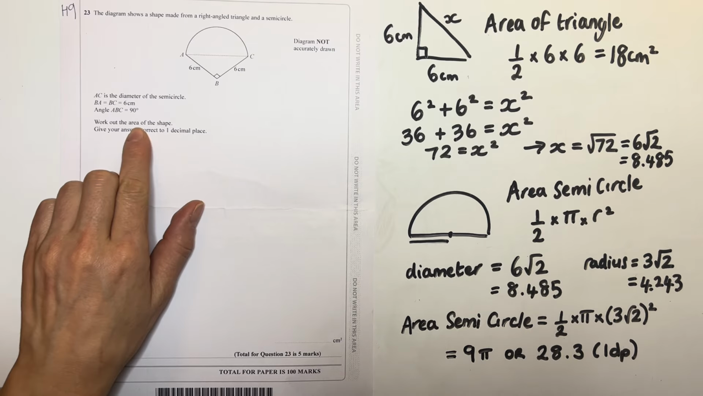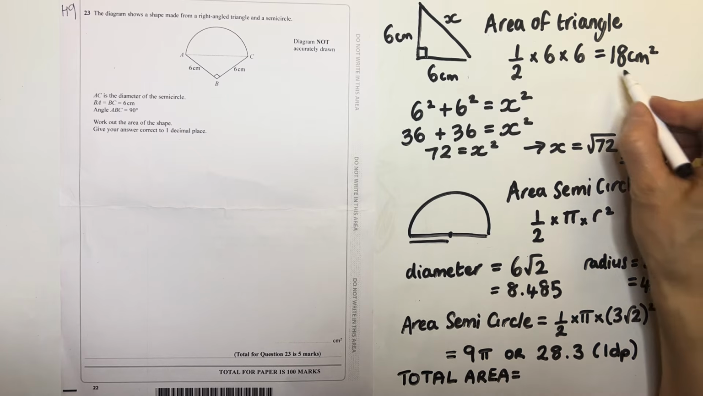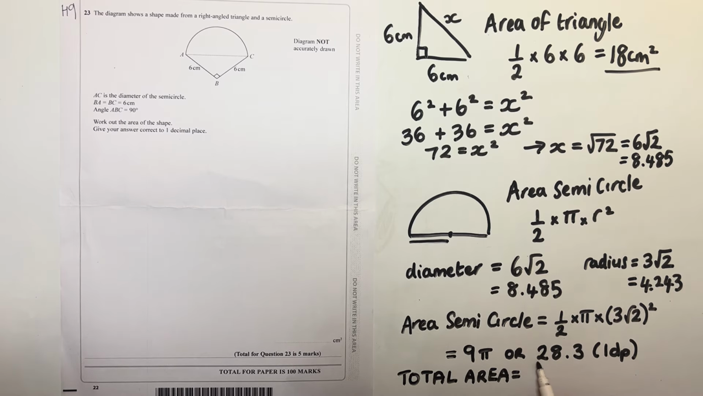The question would like us to work out the area of the full shape. So we need to be able to bring those two areas together. And so we're going to add the 18 and the 28.3. Which means our final answer is 46.3 centimetres squared. So if you manage to get the 46.3, then you will have earned the full 5 marks.